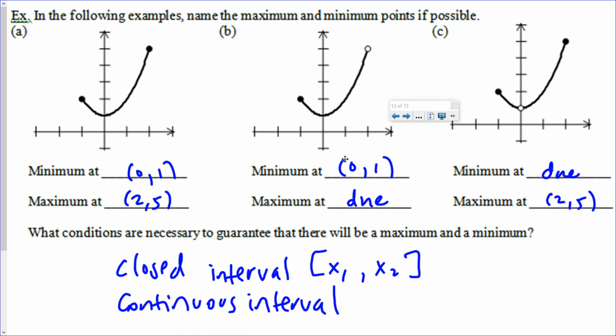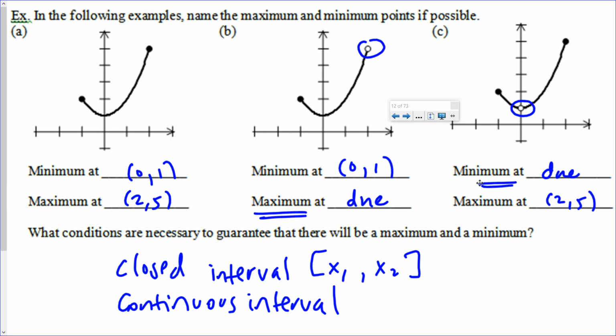EVT says you're guaranteed to have a maximum and a minimum if two things are true. And let's see what those two things are. If the endpoints exist, okay, it's a closed interval, and the function is continuous, that must occur. Because do you see over here at B, the endpoint doesn't exist. Do you see how the endpoint doesn't exist here? So therefore, you don't have a maximum, okay? And over here, do you see it's not continuous, okay? And so therefore, because it wasn't continuous here, you don't have a minimum.